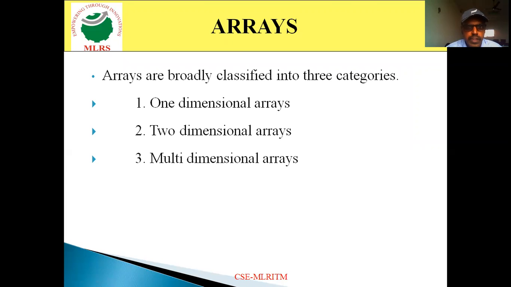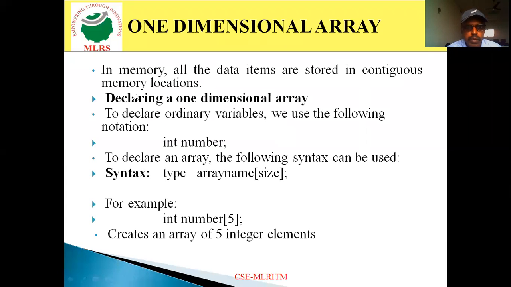Now, arrays are classified into three categories: one-dimensional array, two-dimensional array, and multi-dimensional array. There are three types of arrays: one, two, and multi-dimensional arrays. Now we'll go one by one.